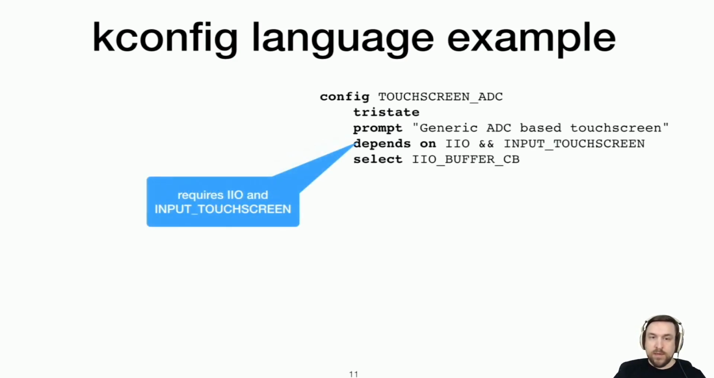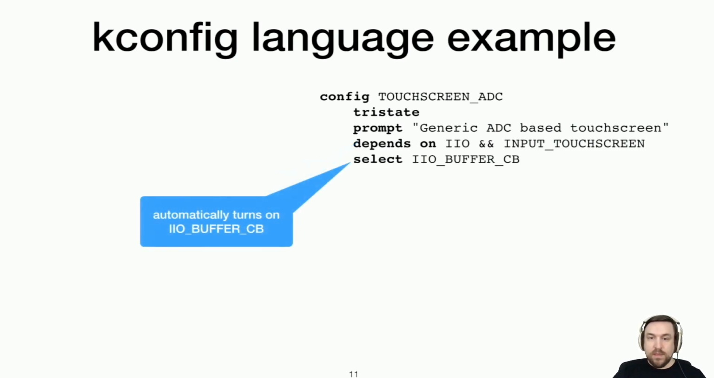There are dependencies. So depends on says that in order for touchscreen ADC to be enabled, we also have to turn on these other options. Those also have to be on in order for us to even be able to enable this option. And conversely, turning on touchscreen ADC can force other options to be on. So if touchscreen ADC is turned on, this IIO buffer CB is just automatically turned on. And this is useful for defining, say, configuration sets for a particular architecture or a particular chip.